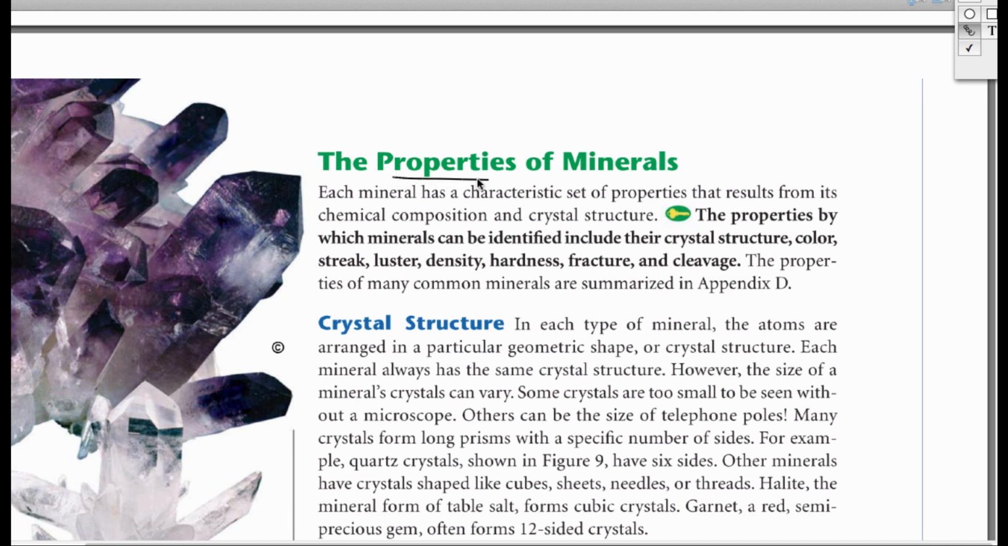Let's look at the properties of minerals. Minerals have different properties, and by the way, we use these properties so that we can identify what the minerals are and that there are different minerals. The ones that you want to be aware of are these. The crystal structure, so you might look really closely, like under a magnifying glass or in a microscope, to analyze the crystal structure. Color, streak, we'll talk about this, luster, density, hardness, fracture, and cleavage. You need to know what all of those are and that these are all used to identify minerals. So let's go through them very quickly.